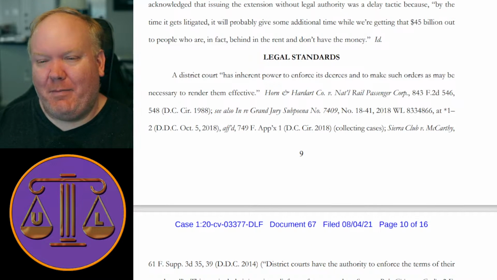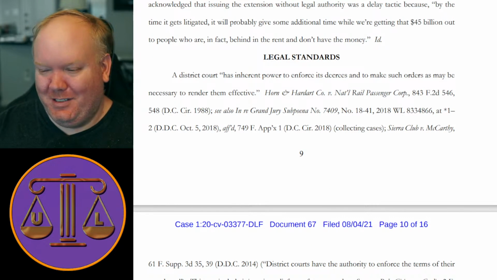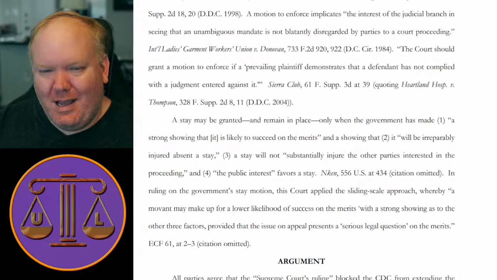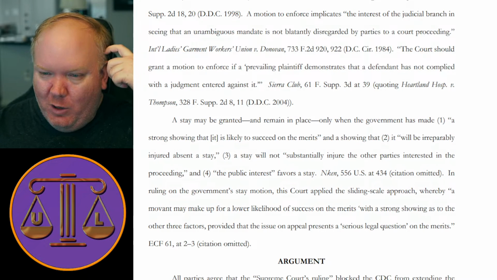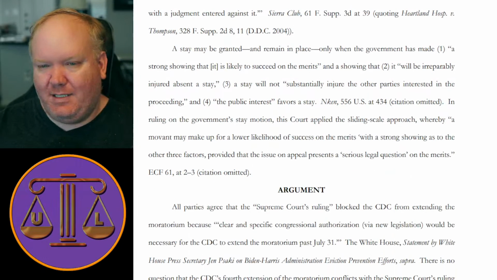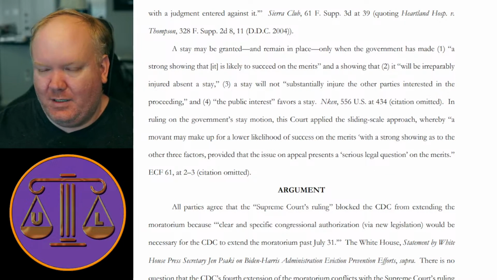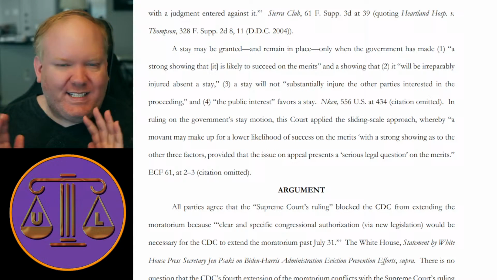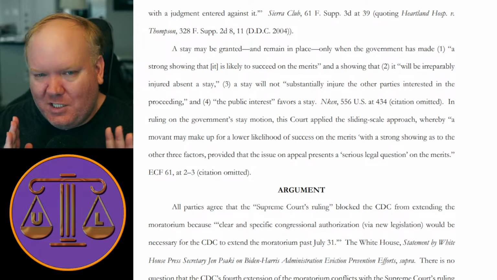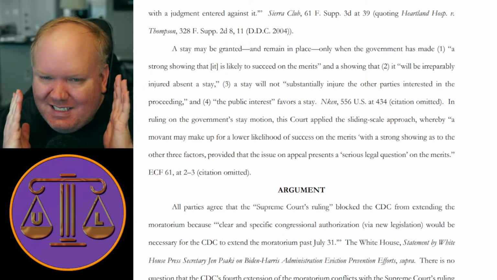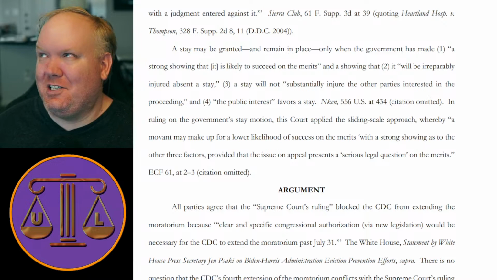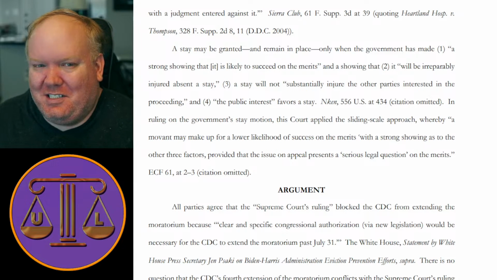A district court has inherent power to enforce its decrees. A stay may be granted and remains in place only when the government has made a showing. So here's the standard for a stay. It's the same standard as for an injunction. It might be worded slightly differently. Some circuits word it a little bit differently, but it's essentially the same four-part standard as an injunction, because a stay is an injunction. It's an injunction against it going into effect.